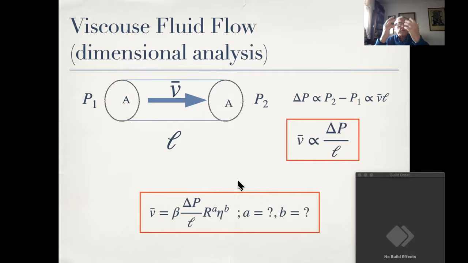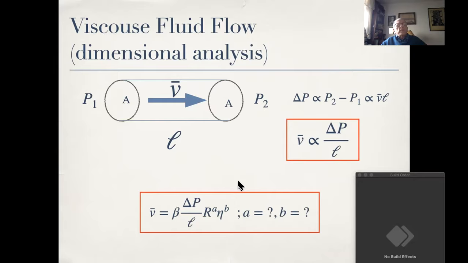There are two other important variables which have not been used so far. One of these variables is the radius of the pipe. Why the radius? Because we know that the velocity must be zero on the walls. Therefore, this paraboloid profile must depend on the radius. And the other is, of course, the viscosity coefficient.